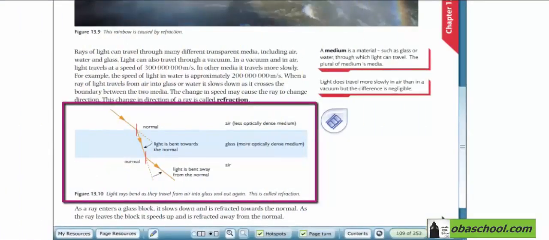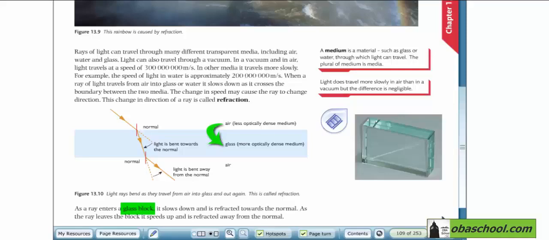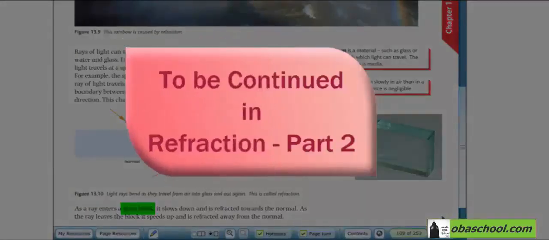Moreover, in this figure, it shows how light rays refract when passing from air into a glass block and then out of the glass block back into the air. So, let's discuss this experiment in the next video.